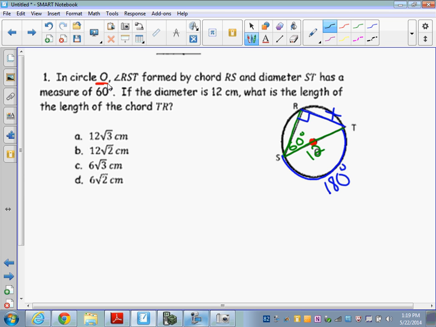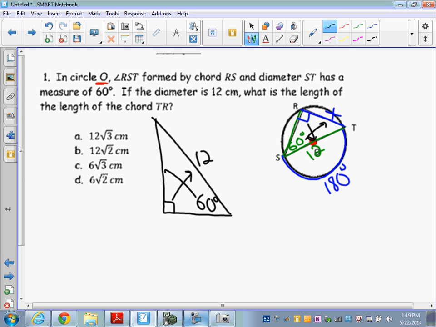So I'm going to rewrite the right triangle. Across from 90, I have 12. And across from 60, I have X. So do you see how I did that? All I did was transform the triangle to make it more friendly. So the hypotenuse is 12 and X is the opposite side from 60.